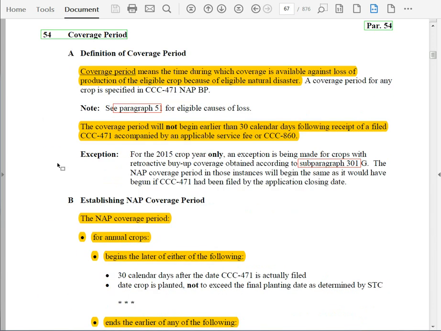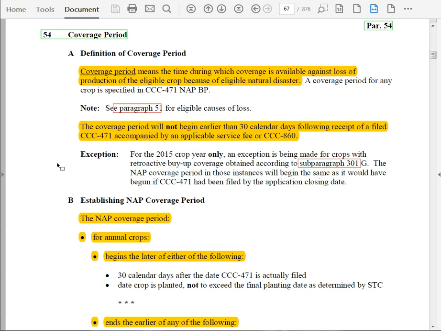The definition of coverage period is an important one that you'll probably reference quite a bit, so I'd recommend noting where to find it. The coverage period cannot begin sooner than 30 days after the application for coverage is made. This prevents a producer from holding off on buying coverage until a big storm is in the forecast and then running out to buy coverage just before it hits.